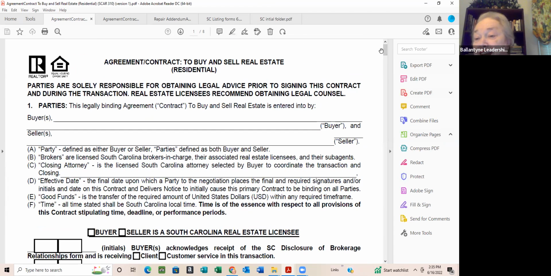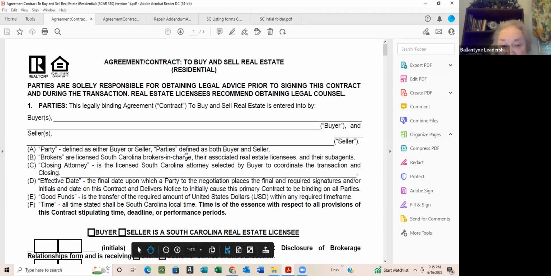They call it agreement / contract. They're really big on this, giving you 2 or 3 names for whatever's going on. And so this one is the agreement contract to buy and sell residential real estate. They give you some definitions right here. The party obviously is the buyer or the seller. The brokers have to be licensed, brokers in charge, their associated real estate licensees and their sub-agents.